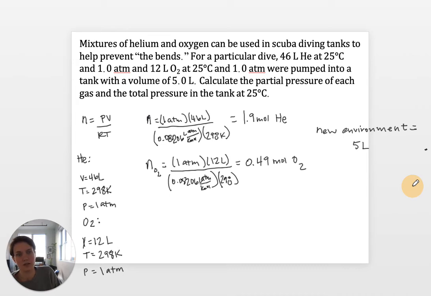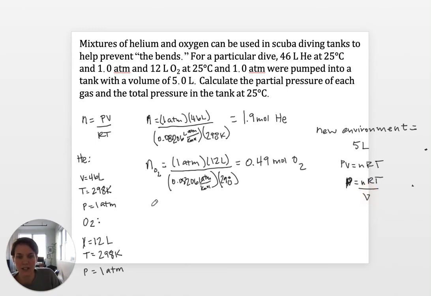So now we need to figure out what the pressure is that each gas is contributing, given that we have this new environment that's only 5 liters. So now we need to solve for pressure. We have PV equals nRT, which means pressure would be nRT over V. So many variables.